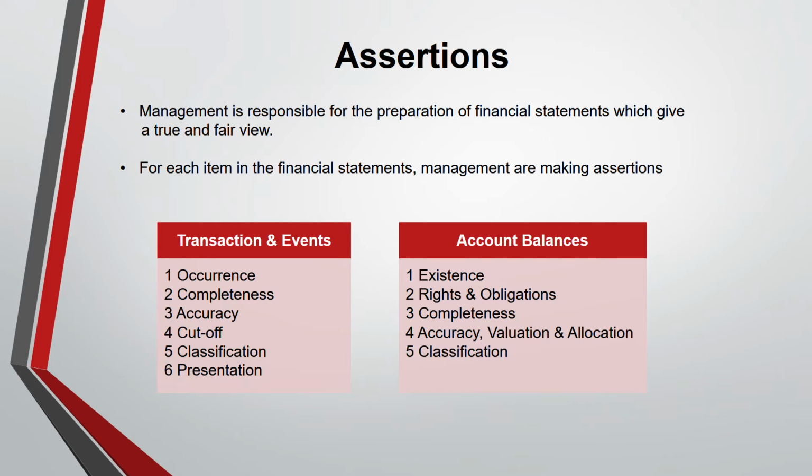Classification comes in both. Here also classification comes. Presentation also comes. So 3 things are repeated in both the places: completeness, classification and presentation. Okay, accuracy is also there, but with accuracy for the account balances there are 2 more things, which are valuation and allocation. Okay, but in both it is 6. So that should make it easy for you to remember. You just need to remember that there are 6 under both.